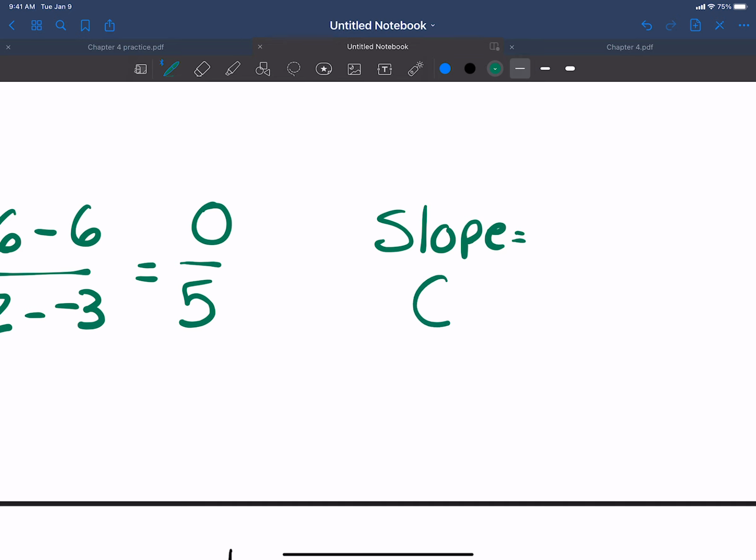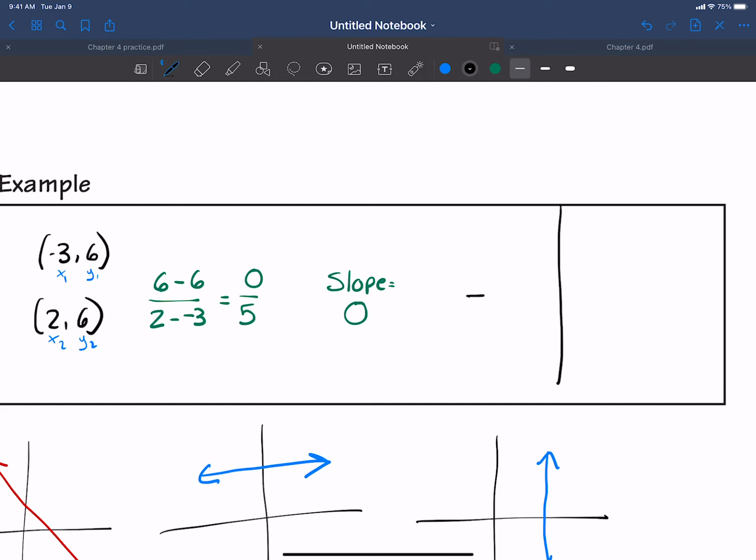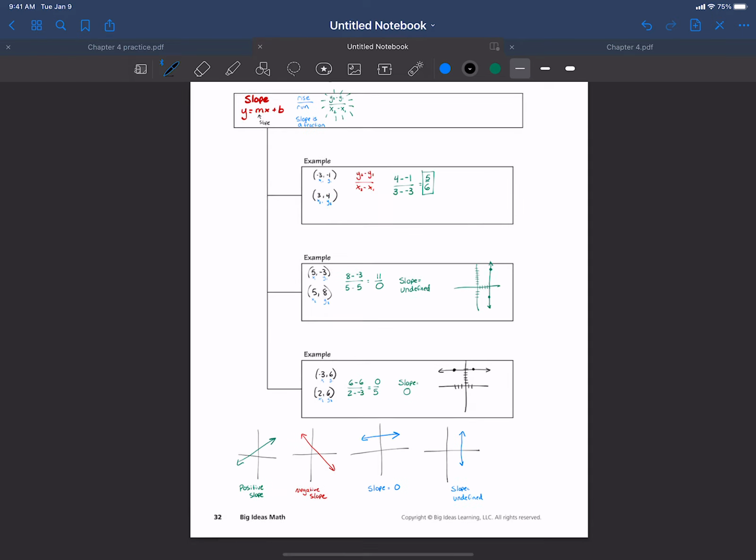Slope will equal 0. And if I were to graph it, it would look like this. Negative 3, up 6, and over 2, up 6, which is what we wanted, right? We wanted it to be a horizontal line because slope is 0.